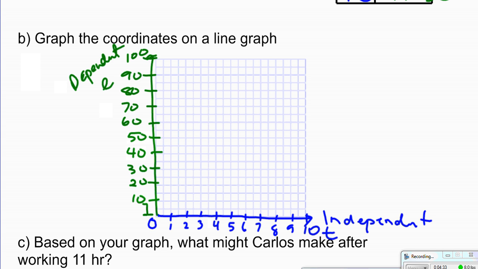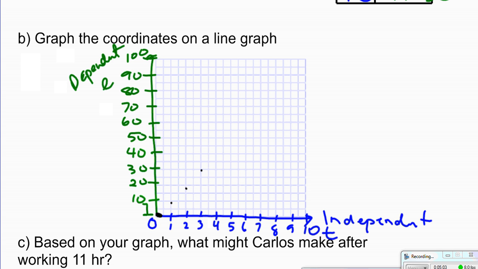Okay, so now we're going to plot them. So our first point is 0, 0. So at 0, 0, I'm going to make a dot. My second point is at 1 and 9.75. So 1 and 9.75 is going to be just under $10. 2 and 19.50, so go to the 2 and 19.50, that's going to be under 20, but a little bit more under, so like that. We're kind of estimating a little bit, right? 3 and 29.25, that's just under 30.